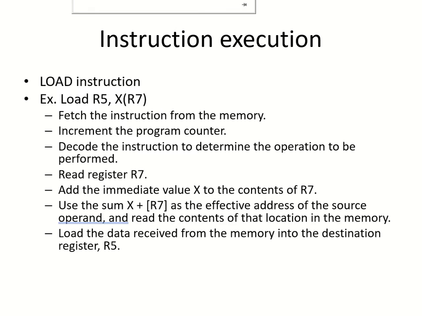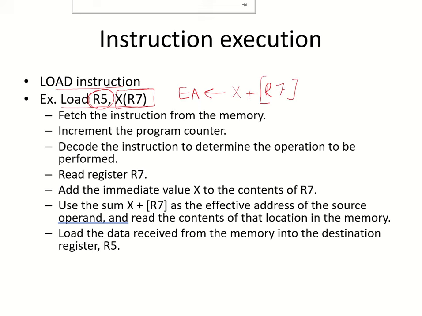Let us take an example of a load instruction. So this is the instruction. As you can see, the effective address, this instruction says that we have to load register R5 from the contents of this memory location. Here we can see that an indirect addressing mode is being used along with an indexed mode. So X has to be added to the contents of R7 to give us the effective address.